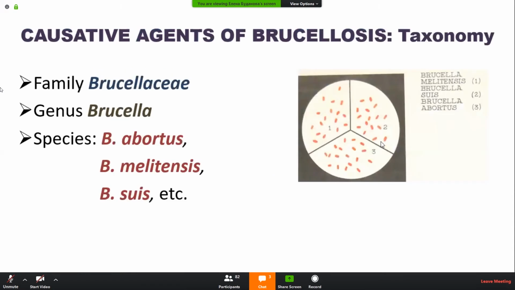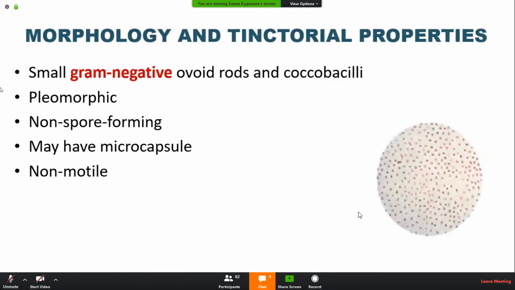You can see the scheme. It looks like Francisella mentioned before. Excuse me, ma'am. Yes. Ma'am, Swiss is from whom?